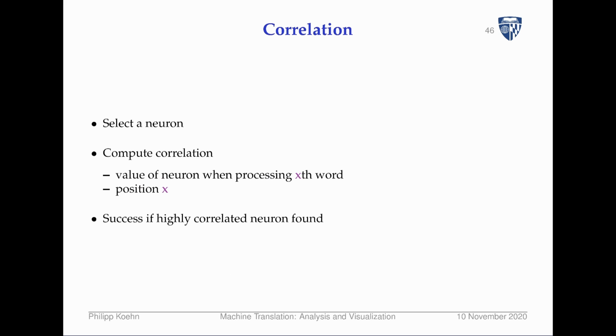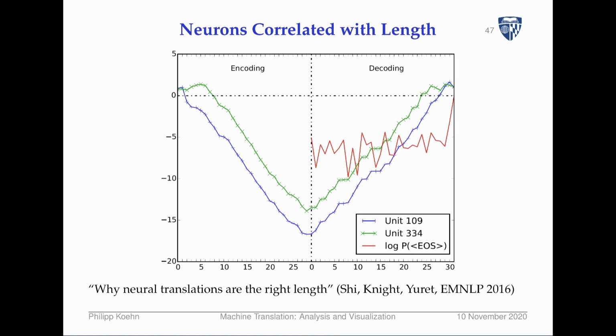And this is basically a correlation question. Is there a particular neuron? How well does it correlate with this particular property? So we compute the correlation between the value of the neuron when processing the X word and the position X. And we are successful if a highly correlated neuron exists. So here is one neuron and another neuron that seems to be correlated highly with the length of the sentence. While encoding, it decreases in value, all the way to -17 or so, and then when we decode, it goes back up. And here you see what it does in terms of impacting the prediction that the end of sentence token should be generated, and that seems to be generally low until the very end.